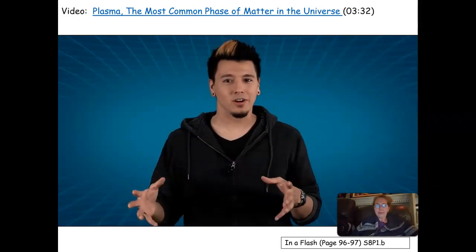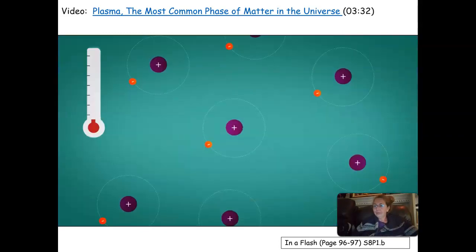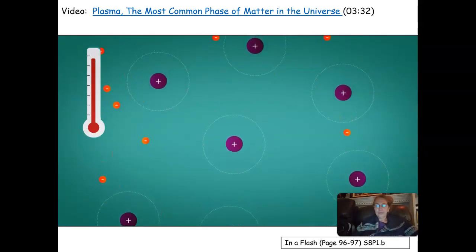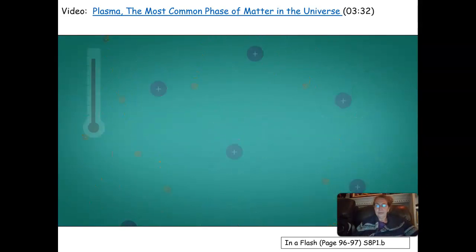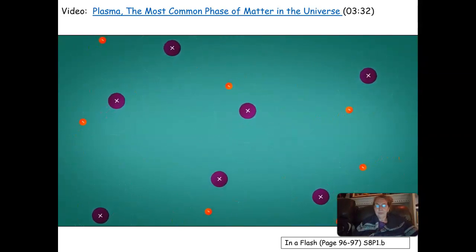Plasma is like a gas, but instead of containing neutral atoms or molecules, it's made of ions and electrons. So to create plasma, all you have to do is create conditions in which electrons get knocked off the particles in a gas. Sometimes this happens because the gas is hot. The extra energy knocks electrons out of their places, ionizing the gas. Other times, a powerful electric current can eject electrons from gas particles, turning that gas into plasma.